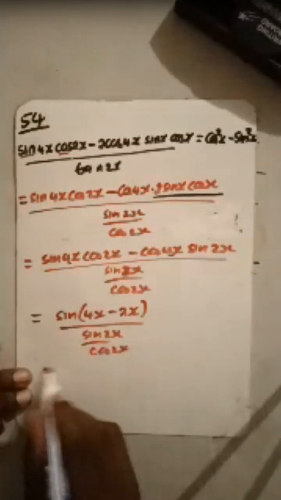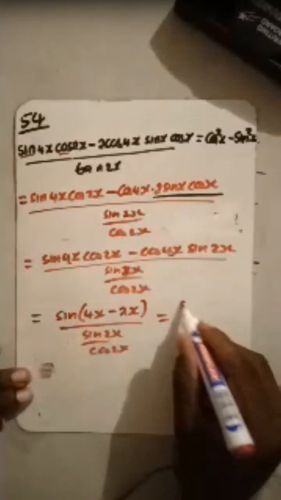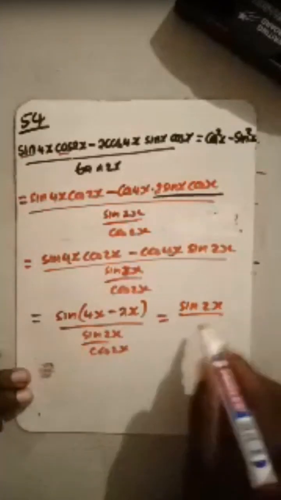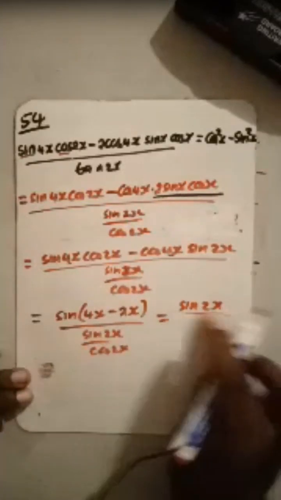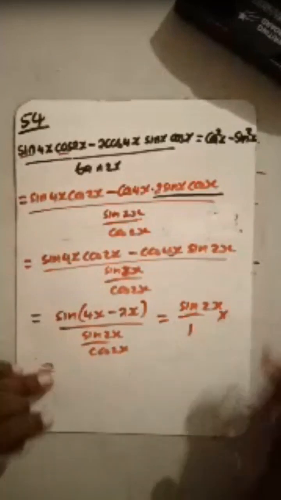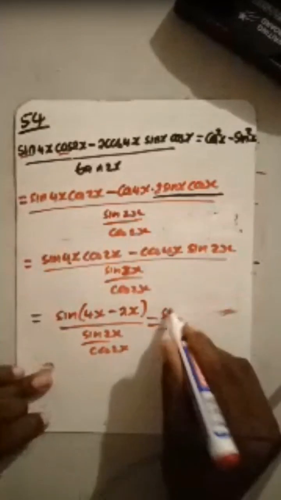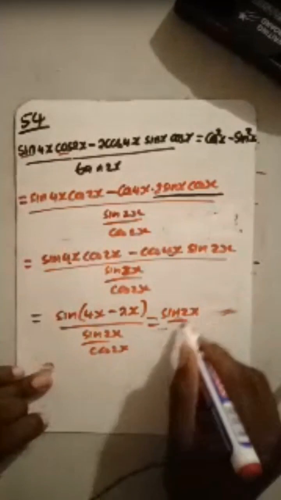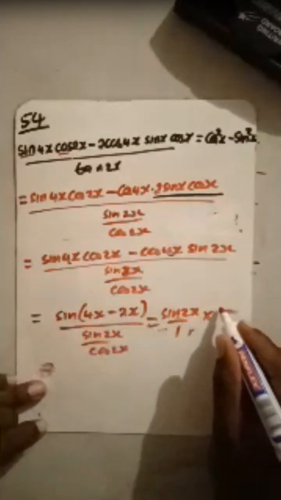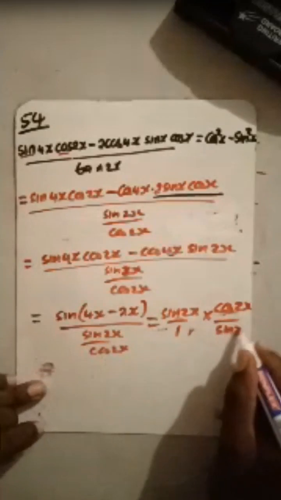Okay, so what's going to happen there? Let me write this side. That is going to give us sine 2x, because 4x minus 2x is 2x, over 1, multiplied by, I'm going to do that one. Let's use the word reciprocal. It's fine. Sine 2x over 1. That is that one, multiplied by this one. Then it becomes cos 2x over sine 2x.